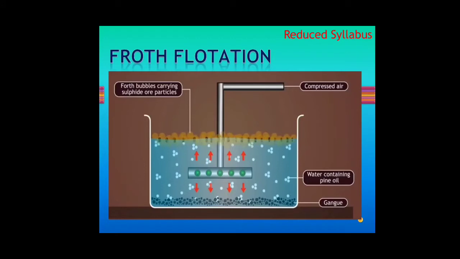Then we have one more process called froth flotation. Compressed air is allowed to pass through a pipe in the center of the container, and the container is mixed with water and pine oil. What happens if the ore is a sulfide? It is very light in weight compared to the impurities, which are heavier. The heavier impurities sink down, and the light ore particles are carried by the froth bubbles up to the surface and separated. This process is called froth flotation.